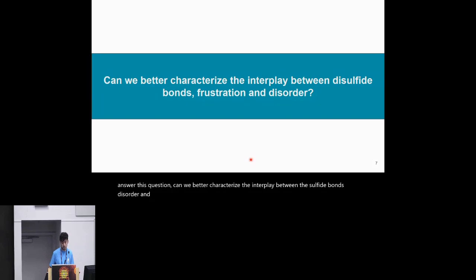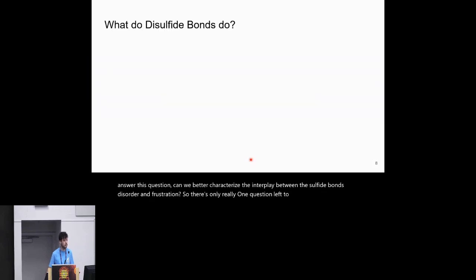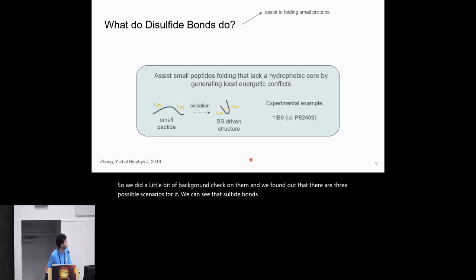So there's only really one question left to answer, and it is, what do disulfide bonds do in this context of frustration and disorder? So we did a little bit of background check on them, and we found out that there are three possible scenarios for it. We can see disulfide bonds helping the folding of very small proteins that in other situations wouldn't be able to fold, and this has some energetic consequences in the structure.